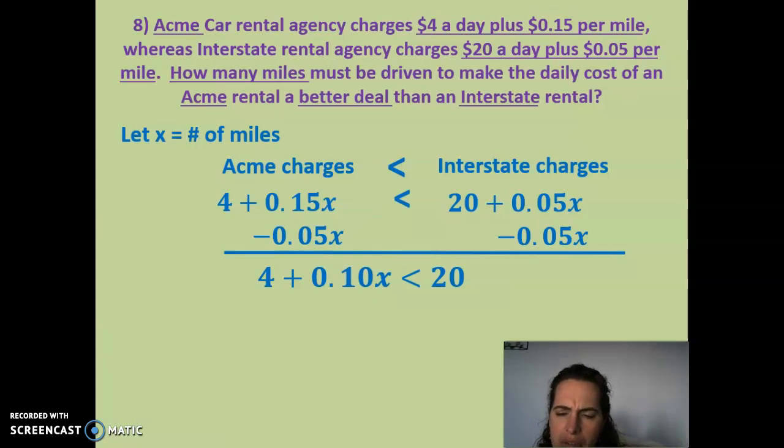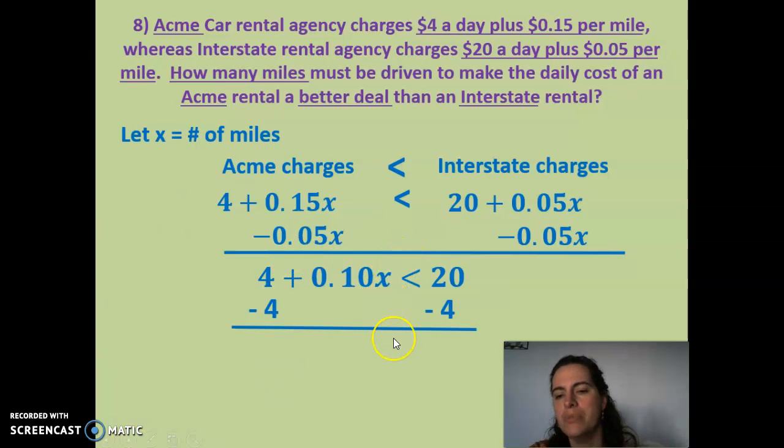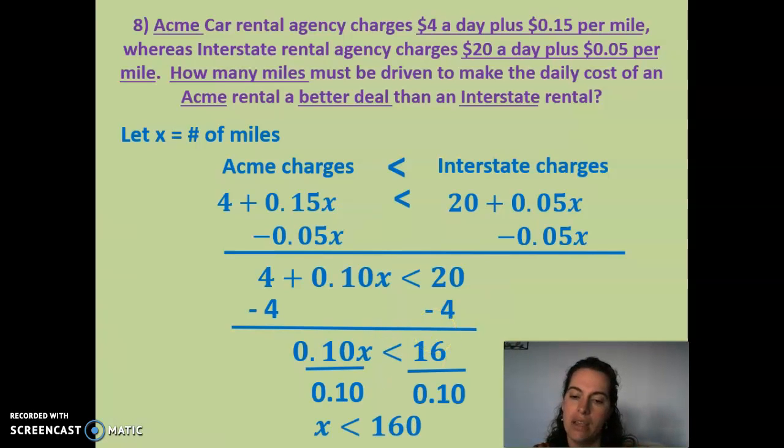It does make the setup easier in the long run. So we're moving our 5 cents over here. 15 cents minus 5 cents gives you 10 cents times X. And let's move the 4 back over here with the 20. So we have 10 cents times X is going to be less than 16. Divide by your 10 cents. And we're left with 160.